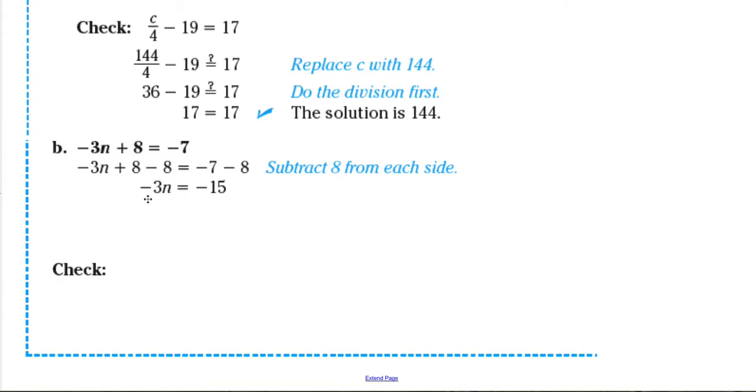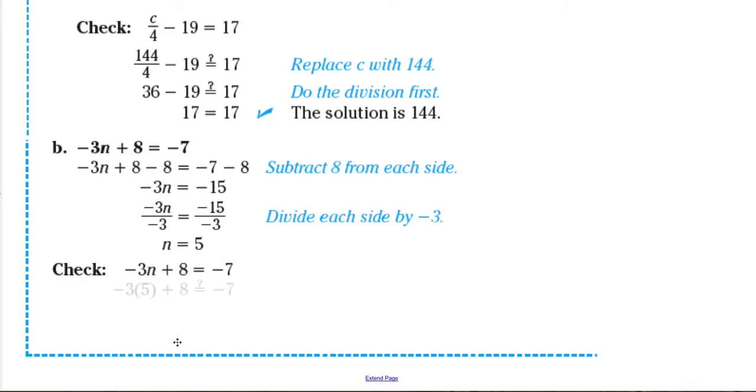Okay, so we have negative 3 times n. It's a multiplication operation. To be able to undo multiplication, we divide both sides by negative 3, and then you end up with n equals 5. Checking our answer, if it's correct or not, we simply substitute the value of n into our original equation, and then we follow the order of operations.